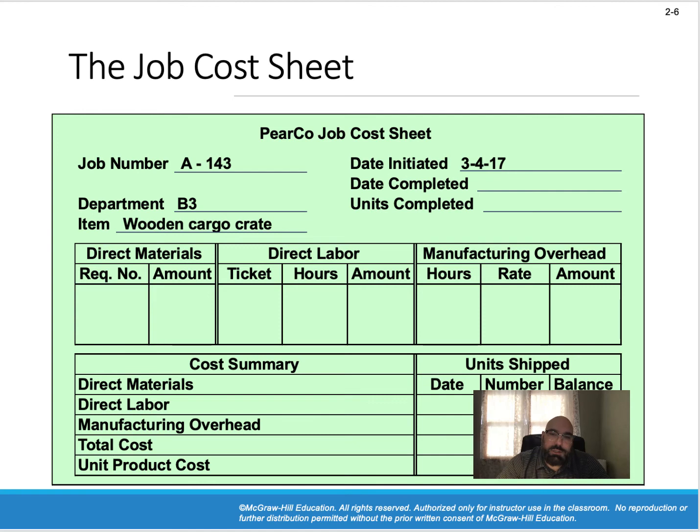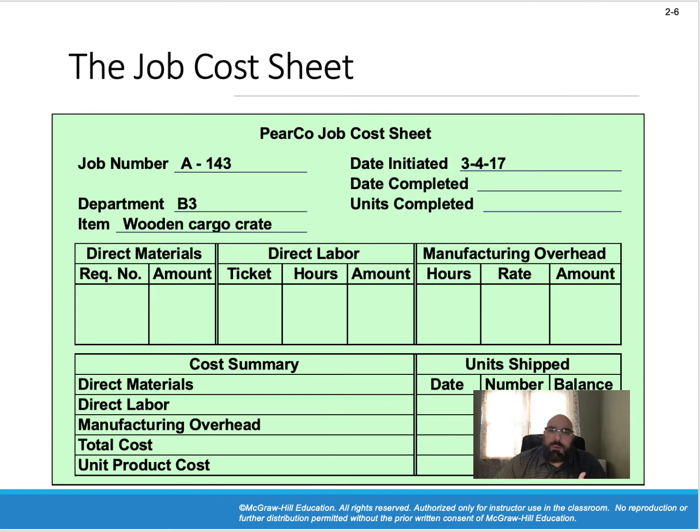So if you look at the job order cost sheet, it gives us all the information we need. We have the job number. It's A143. We have a department that's going to be producing this job. And we have the item that they need. They need the wooden cargo crates. So we're going to trace all the direct materials, all the direct labor, and we're going to allocate the manufacturing overhead that this job incurs.